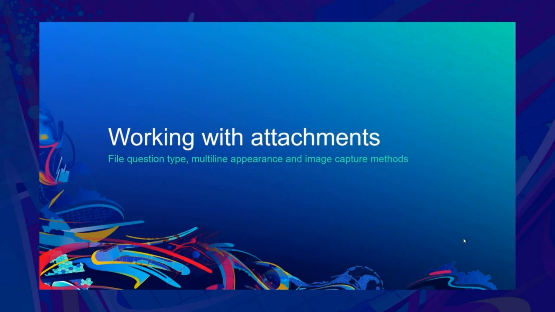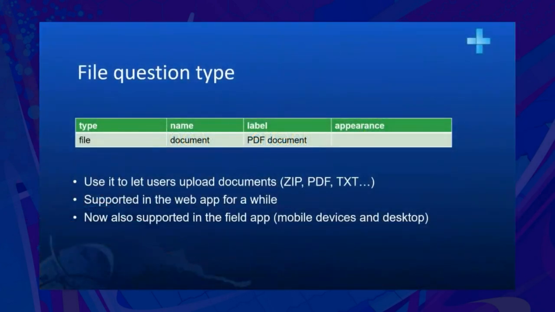Okay, now let's talk about enhancements for attachments in this release. The file question type has been supported in the web app for a while. You can use it to let users upload documents like zip files, PDF, PowerPoints, along with your survey. It's now also supported in the Field app. It works well in Windows, Mac, including iOS and Android devices as well.